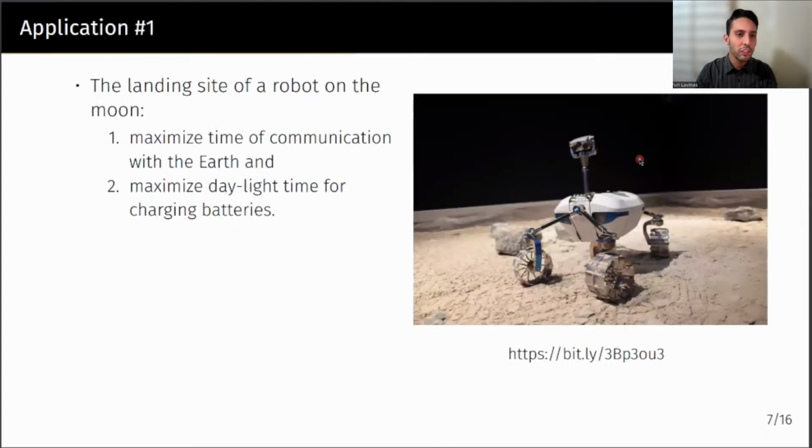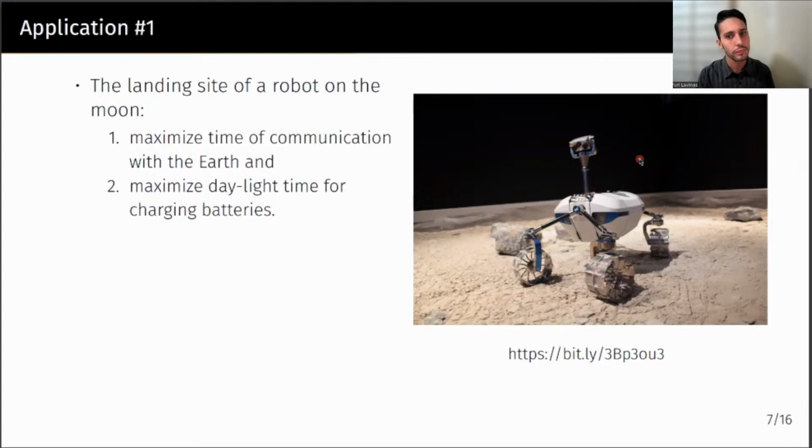Okay, but let me show a real-world application, one that I'm very interested in. This is the landing site of a robot on the moon. We want to maximize the time of communication with Earth. Well, we want the robot to be sending us information about what it finds on the moon. But we also want to maximize the daylight time for charging batteries. We don't want a dead robot on the moon. It's a waste of our money.